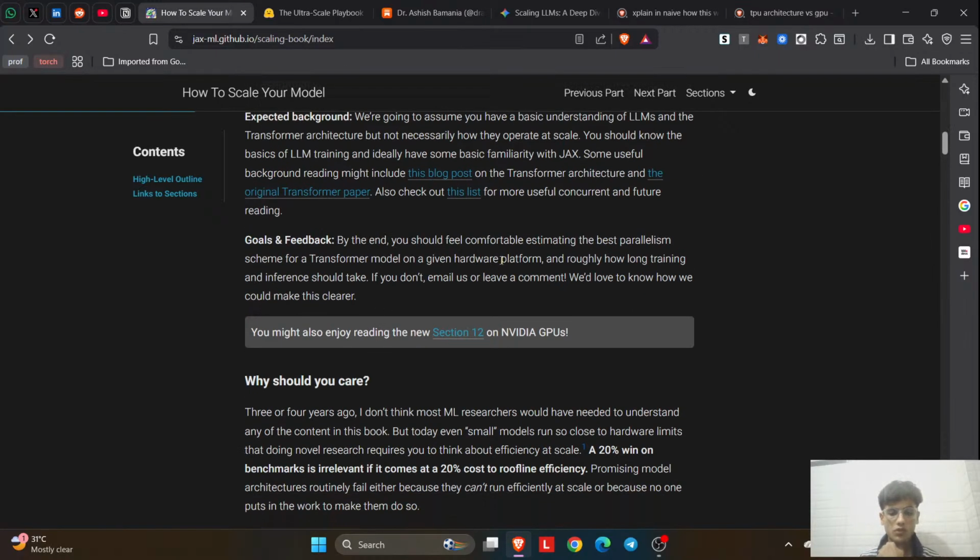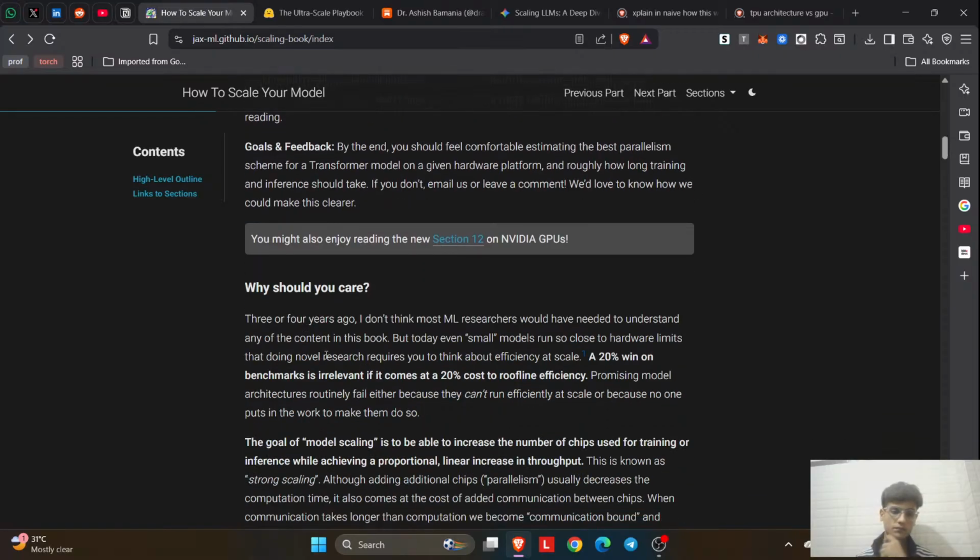By the end, you should feel comfortable estimating the best parallelism scheme for a transformer model on a given hardware platform, and roughly how long training and inference should take. If you don't, email us or leave a comment. We'd love to know how we could make this clearer. You might also enjoy reading the section on NVIDIA GPUs.